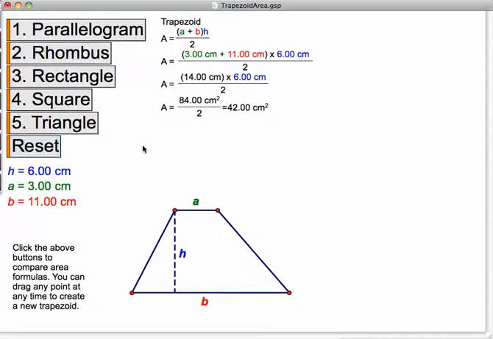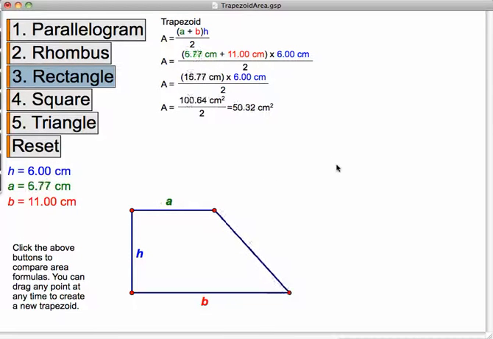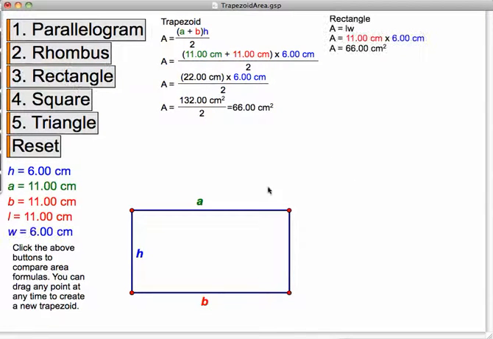Now, a rectangle should also be a special case of a trapezoid. It has two parallel sides. And so if we turn this trapezoid into a rectangle, then we get the height is 6, the top side is 11, the bottom side is 11, and by using different labels, the length is 11 and the width is 6, and plugging into the formula, we get 66 and 66 in that case. So the rectangle is a special case of a trapezoid.